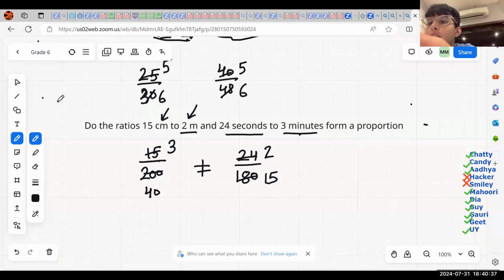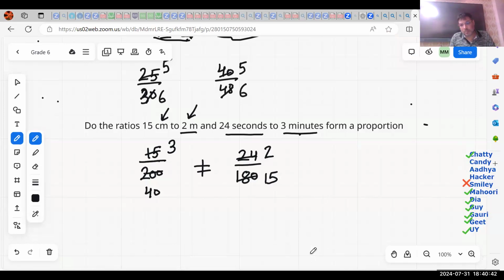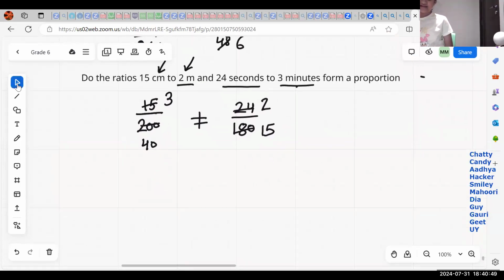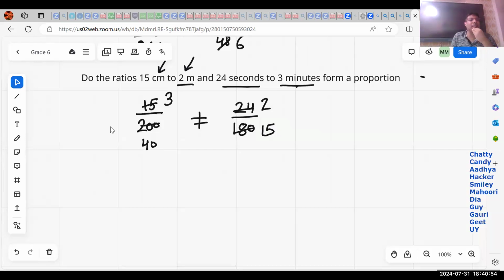Sir, I didn't convert it into the lowest form. I converted it into seconds and centimeters, and I did not convert it to the lowest. But then also you should have got the same thing. You should have got they do not form a proportion. Why did you say they form a proportion? That's my question.